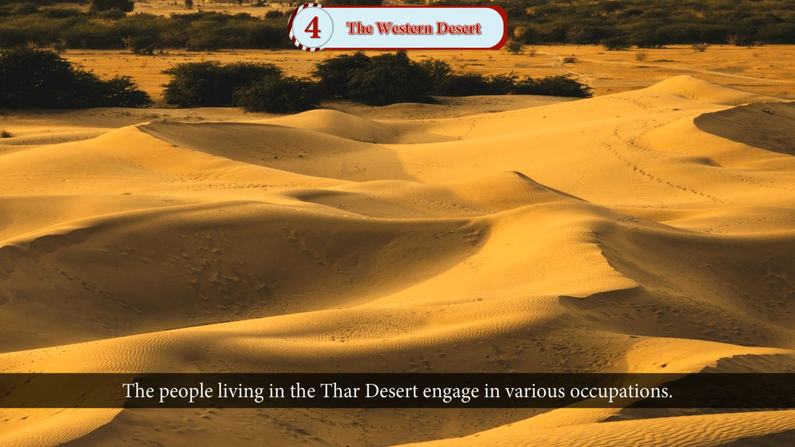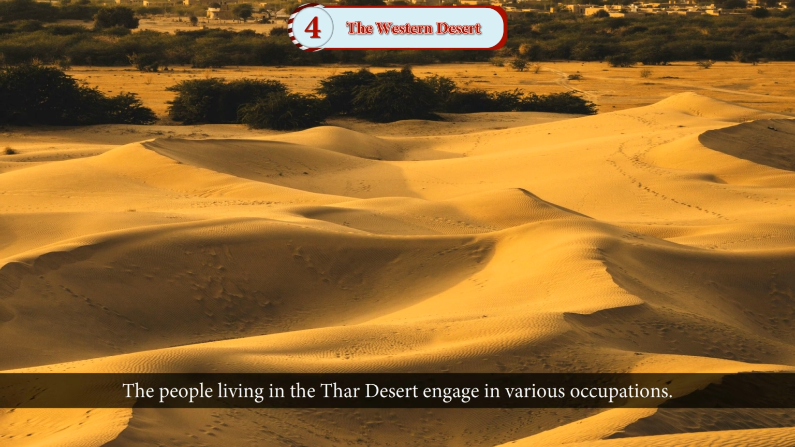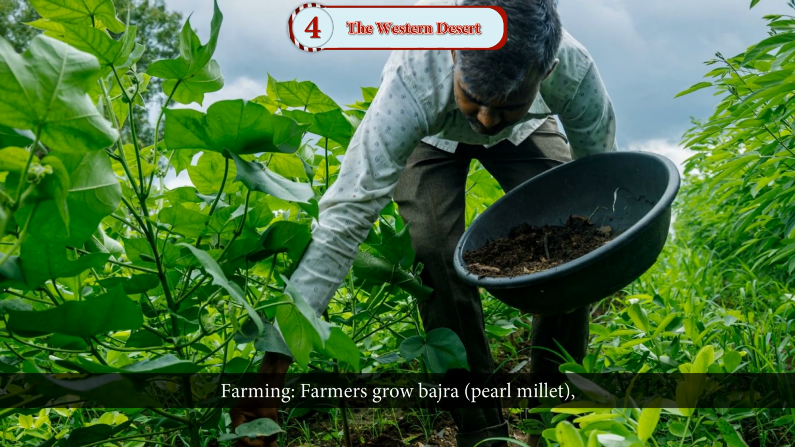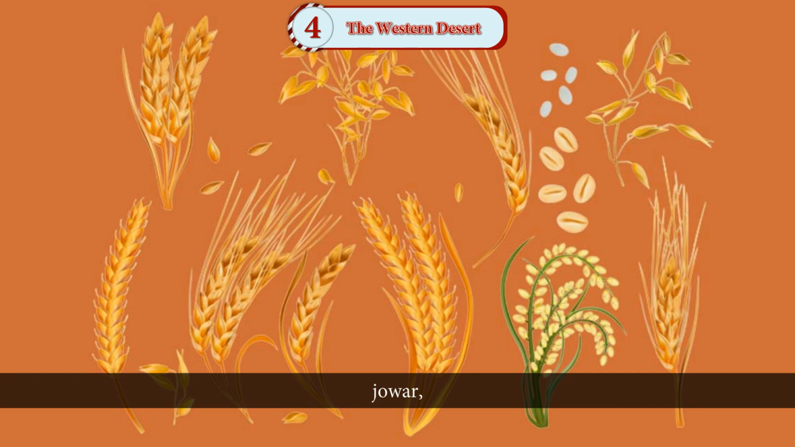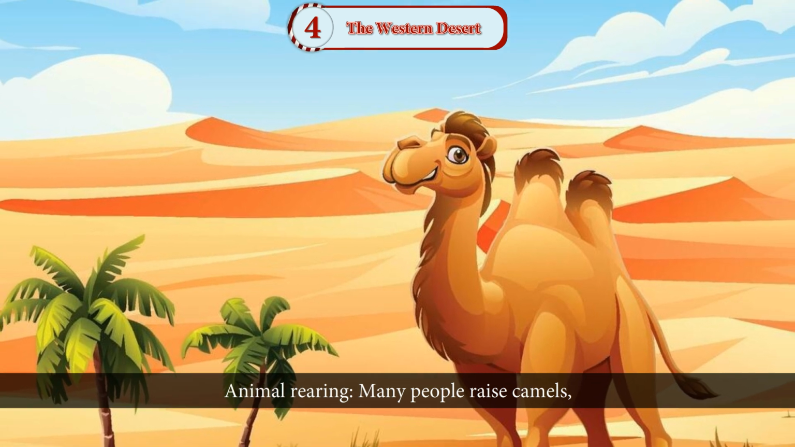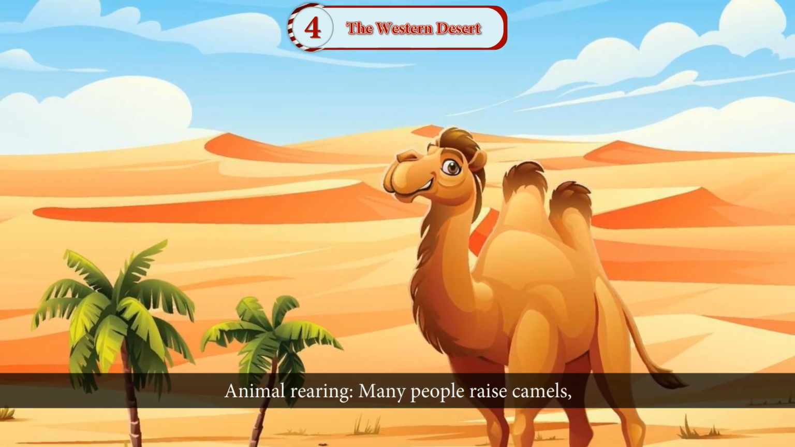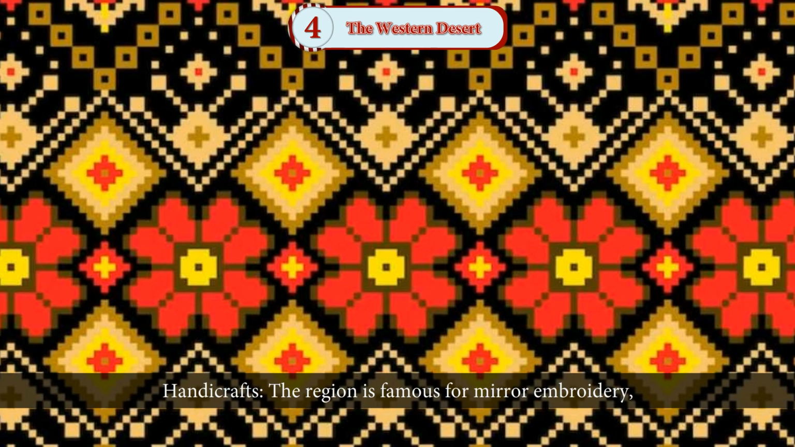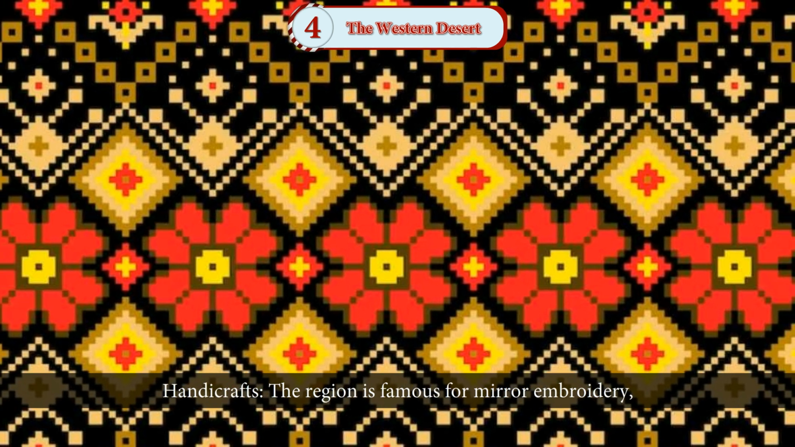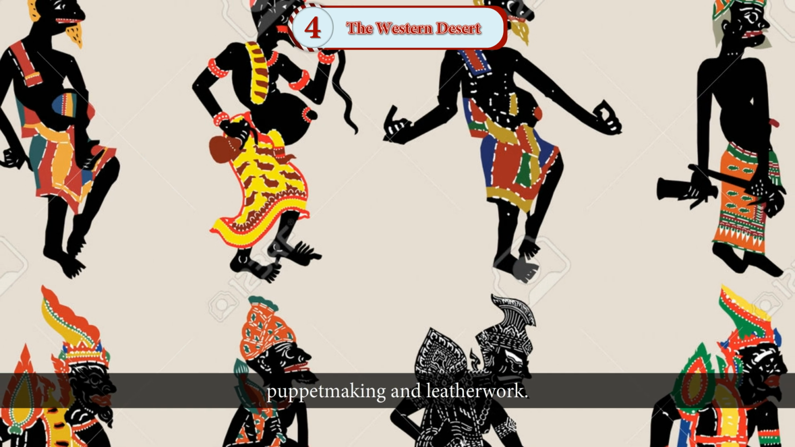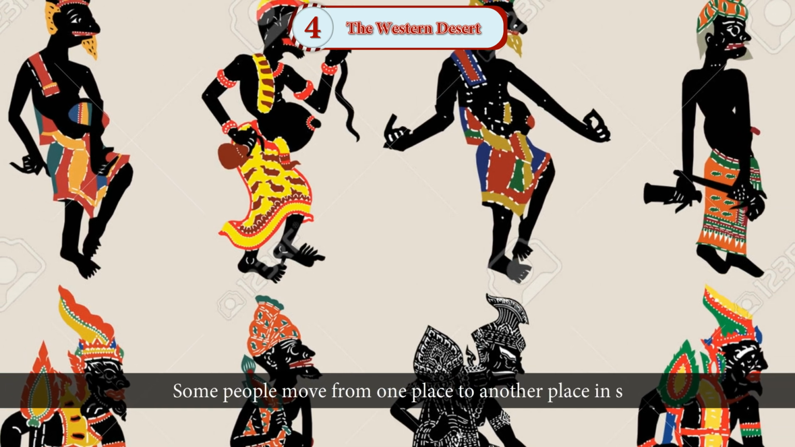Occupations. The people living in the Thar Desert engage in various occupations. Farming. Farmers grow bajra, pearl millet, jowar, maize, sesame, and groundnut. Animal rearing. Many people raise camels, sheep, goats, and cattle. Handicrafts. The region is famous for mirror embroidery, pottery, puppet making, and leather work.